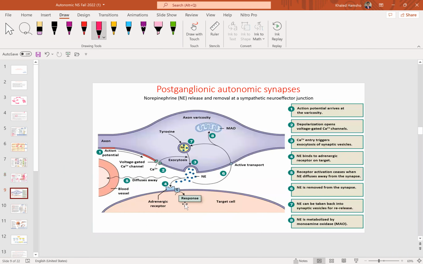Again, this is just how action potentials work. I think you guys covered it before. An action potential comes in, causes opening of the voltage gated calcium channel. This causes the vacuole of norepinephrine to be released into the synapse. And then it binds to the receptor. You can read it on your own. It's very straightforward.